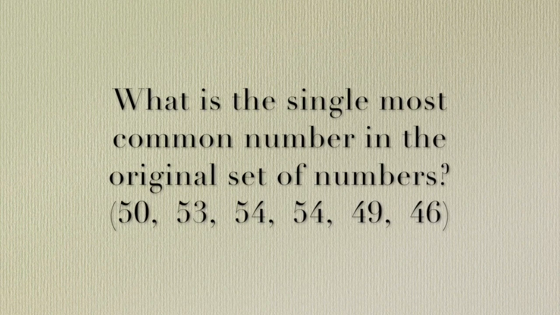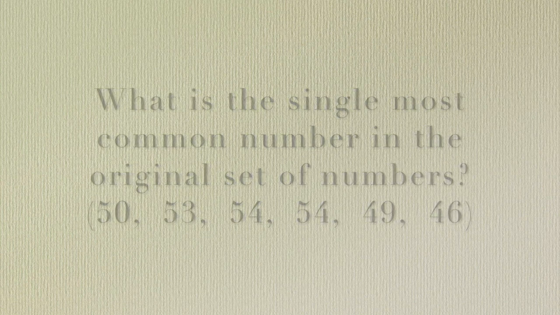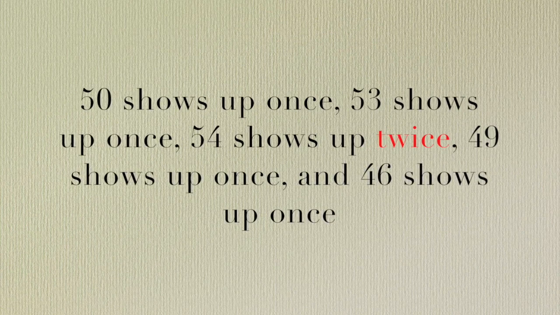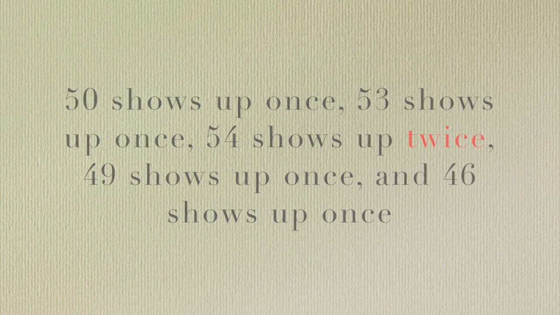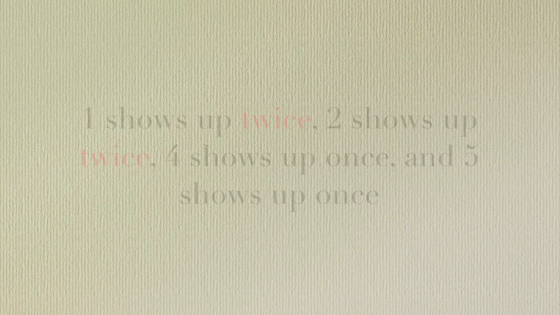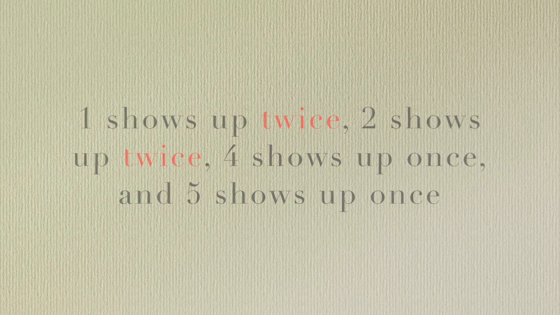Okay, so given that definition of mode, what is the single most common number in the original set? Well, 50 shows up once, 53 shows up once, 54 shows up twice, 49 shows up once, and 46 shows up once. Then the most frequent number, or the mode of the set, is 54. Okay, but what if we had the set 1, 1, 2, 2, 4, and 5? 1 shows up twice, 2 shows up twice, 4 shows up once, and 5 shows up once.